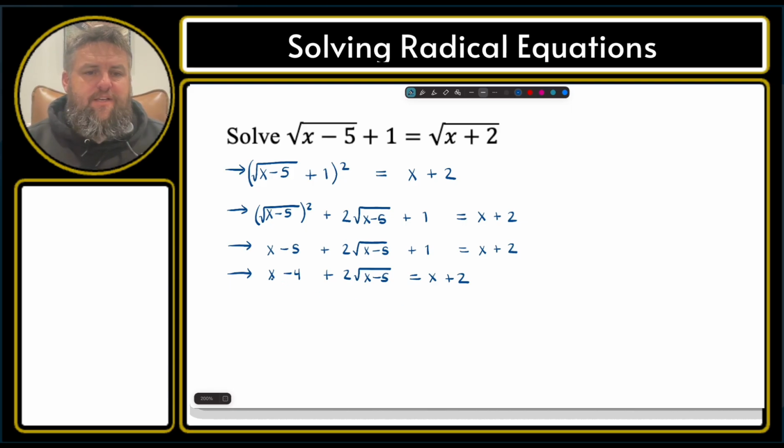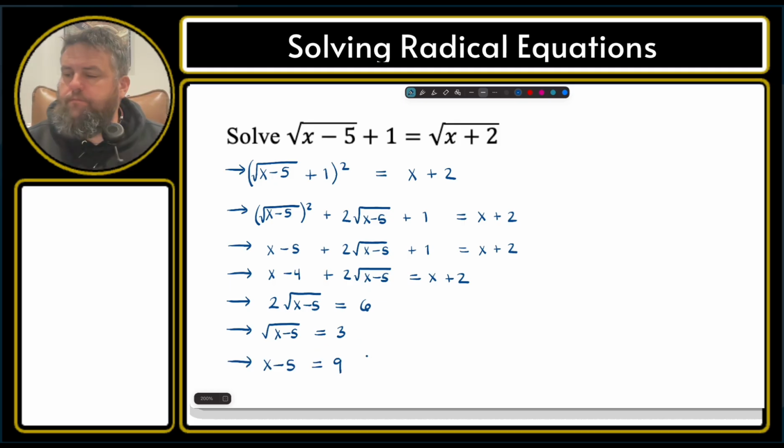Okay, now that the left side is fully simplified, I'm now going to subtract x from both sides as well as add 4 to both sides. I am then going to divide both sides by 2. I am then going to take the square root, not the square root, sorry, I'm going to square both sides. And finally, I'm going to add 5 to both sides, giving me a solution of x equals 14. I now need to check that solution to make sure it is not extraneous.